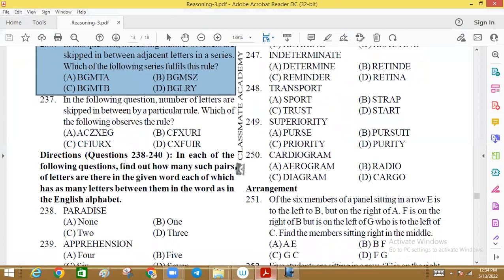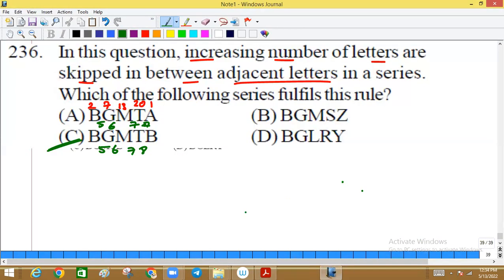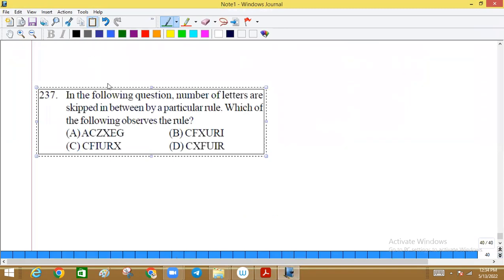Next, same type of question. Try to understand the direction. What is it trying to say? Because here there is no fixed rule; whatever the direction is giving you, you have to follow.